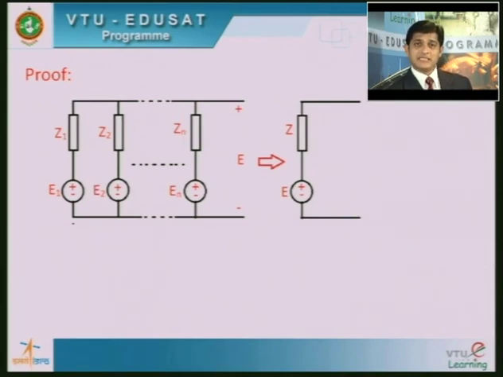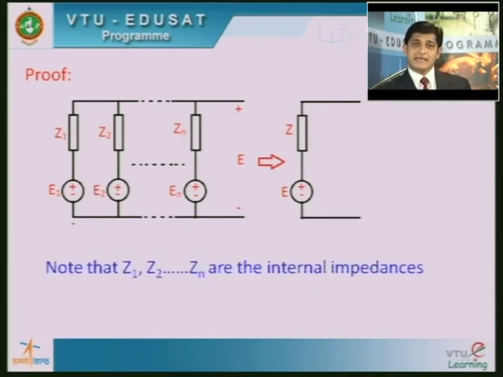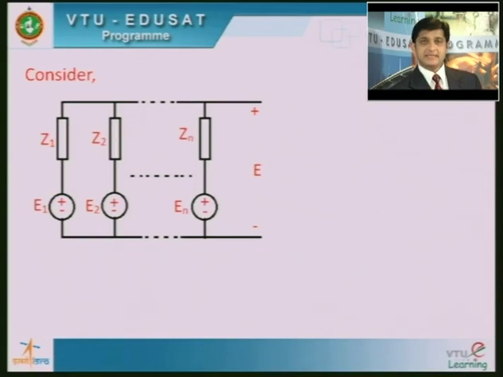And one more thing is, see here in this arrangement, we have shown the Z1, Z2, Zn externally, but they are not external impedances connected in series with these EMFs. No, they actually are the internal impedances, existing along with these sources. Now, keeping that in mind, we shall go with applying the KCL.